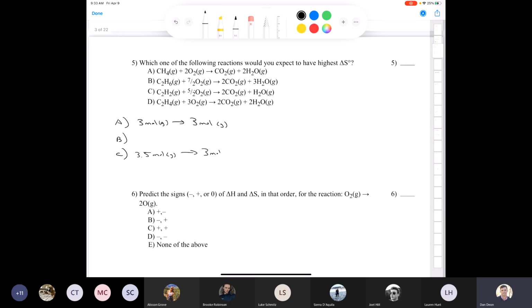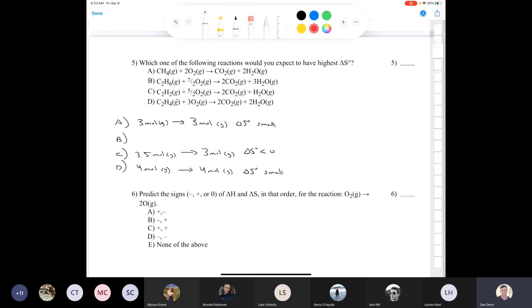So you can see the entropy is actually decreasing here, right? The change in entropy is going to be less than 0 in this case. In D, I'm going from a total of 4 moles of gas to 4 moles of gas. So that is a scenario that is similar to A. So the change in delta S is going to be very small. So you could just put delta S naught will be very, very small.